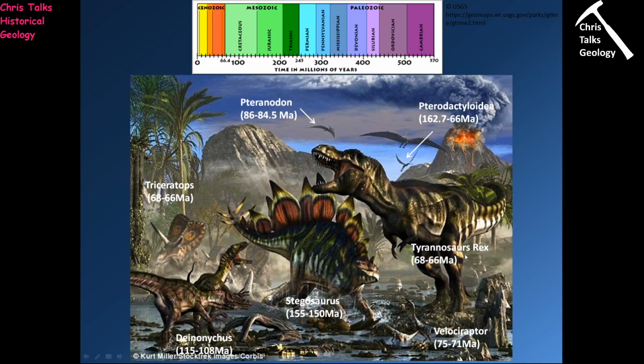I mean, Tyrannosaurus rex was between 68 and 66 million years ago. Stegosauruses, on the other hand, 155 to 150. They would never have occurred together, ever. But this is one of the problems.